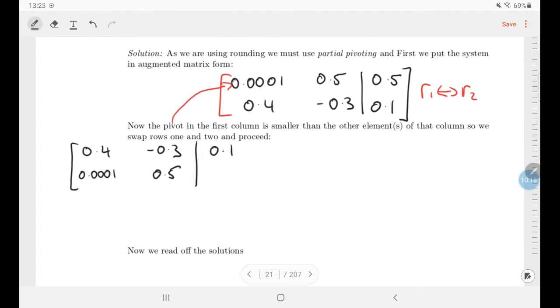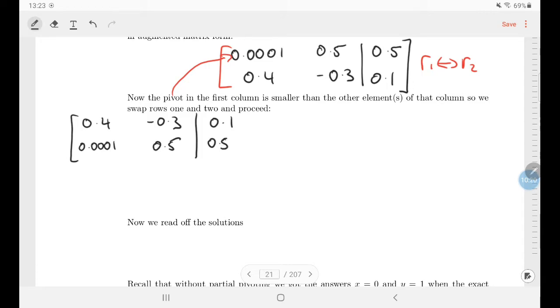It'll kind of come out in the wash that if you do it this way, it'll be treated like 0. Yeah, so we want to turn that 0.4 into a 1. So I'm going to do row 1 divided by 0.4. So 0.4 divided by 0.4 is 1. Minus 0.3 divided by 0.4 is minus 0.75. Now I've only got 4 significant figures. I mightn't actually need them here. 0.1 divided by 0.4, if I go on a calculator, it would be 0.25.